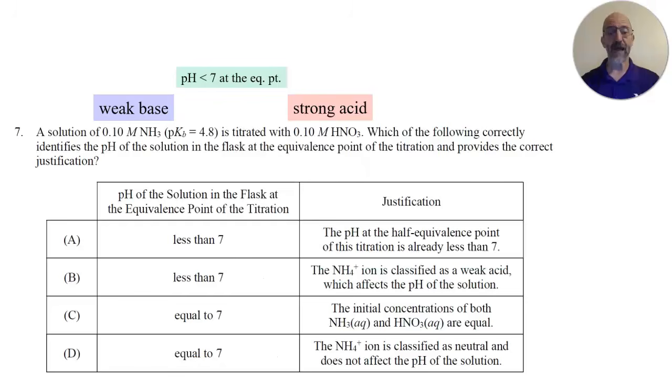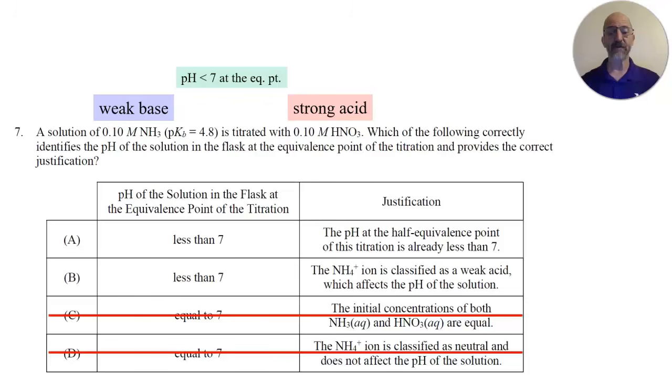Now let's go back to look at the 4 choices. Less than 7, so it could be choice A, less than 7, it could be choice B, but let's go ahead and eliminate choices C and D. So the pH of the solution is not going to be equal to 7. That would only happen if you had a strong acid and a strong base. So less than 7 looks like the correct answer is either A or B.